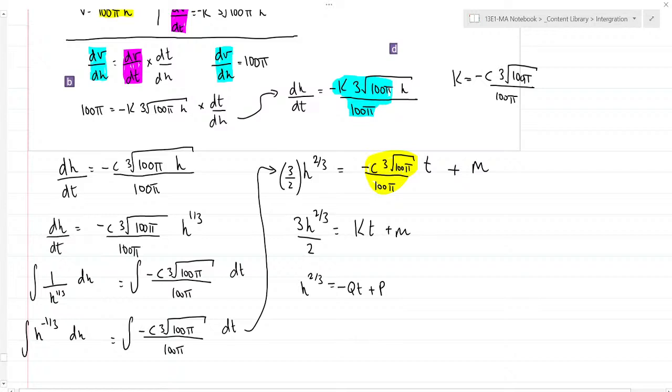So the power of 3 over 2 means h cube rooted all to the power of 2, doesn't it? Yeah. So which is equal to p minus qt. If I square root the other side, so to get h on its own, I need to square root to get rid of that squared. And then I need to cube to get rid of that. So this is h is equal to the square root of p minus qt all to the power of 3. That makes sense?